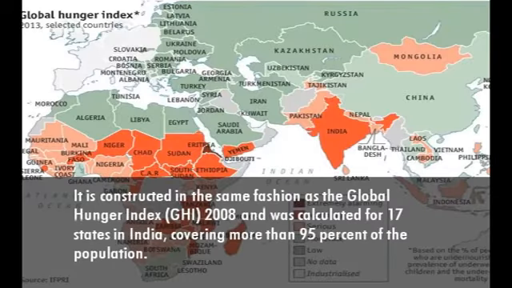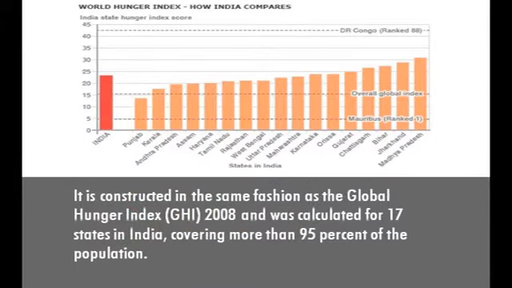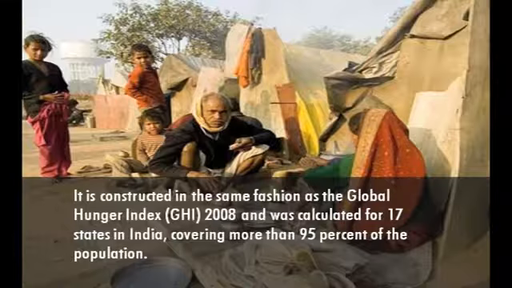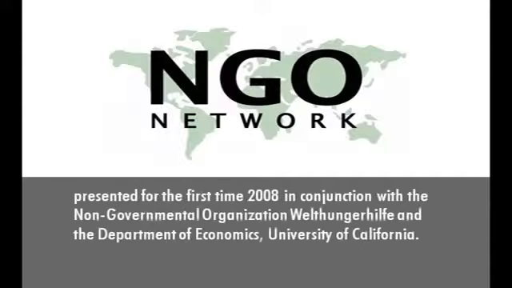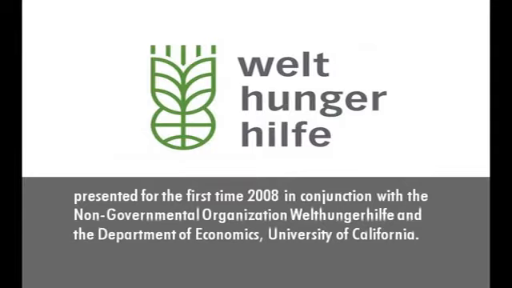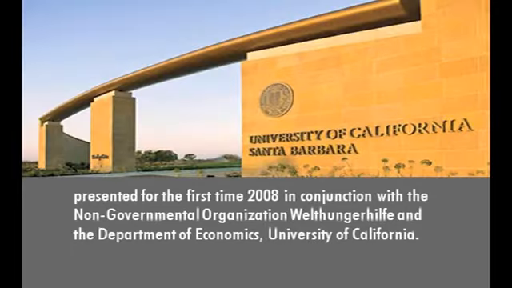It is constructed in the same fashion as the Global Hunger Index, GHI 2008, and was calculated for 17 states in India, covering more than 95% of the population. The ISHI was developed by the International Food Policy Research Institute, or IFPRI, and presented for the first time in 2008 in conjunction with the non-governmental organization Welthungerhilfe and the Department of Economics, University of California.